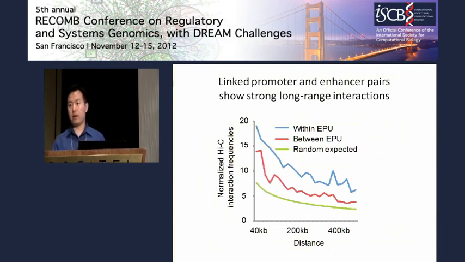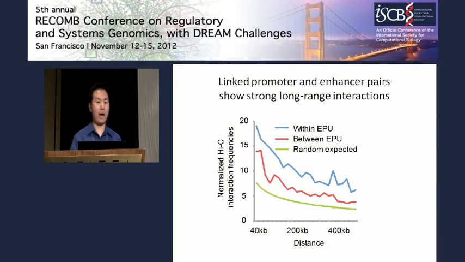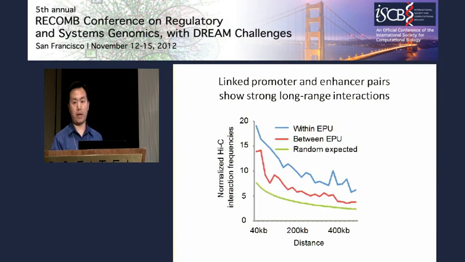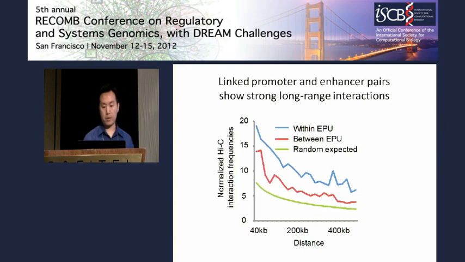To validate the enhancer-promoter linkage genome-wide, we performed Hi-C experiments in mouse cortex. What you have here, the y-axis is the normalized Hi-C interaction frequency, and the x-axis is the genomic distance between two elements. The blue line here is the Hi-C interaction frequency between linked promoters and enhancers. The red line is between promoters and enhancers that are not linked by EPU analysis, and the green is a random control. Based on this figure, you can tell that the promoters and enhancers linked by EPU show much stronger long-range interactions, which shows that our EPU analysis did a good job linking promoters to their distal enhancers.